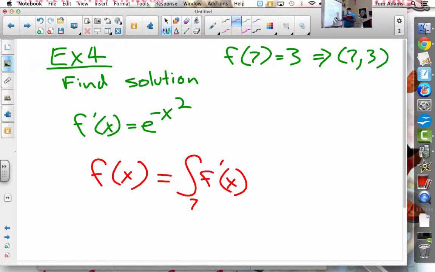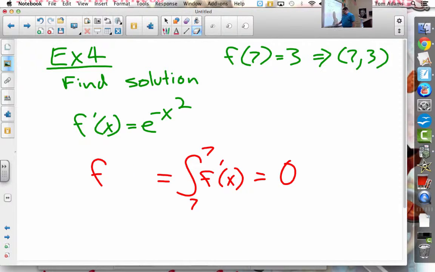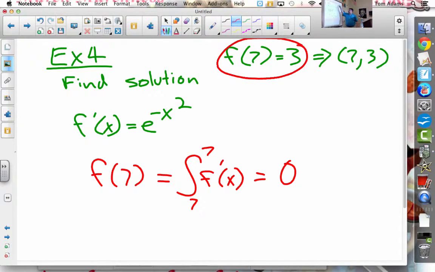We know that if I evaluate from 7 to 7, when my upper limit and my lower limit are the same, the area under the curve is 0. Right? So if I evaluate f of x at 7, this should equal 0. In other words, if I evaluate this at 7, it should equal 0, but it doesn't. It's supposed to equal 3. Okay? It's supposed to equal 3.